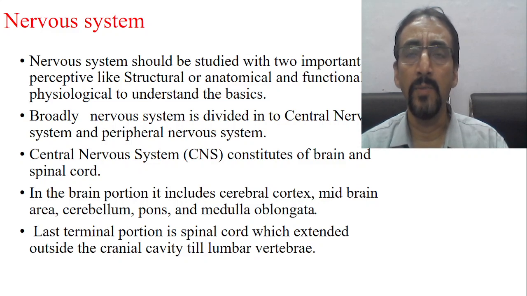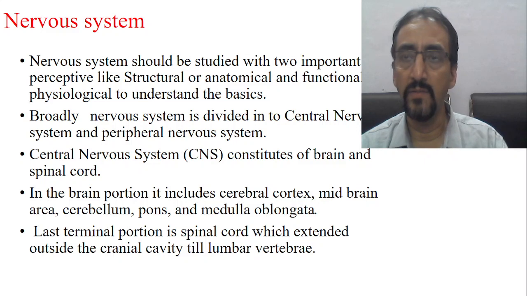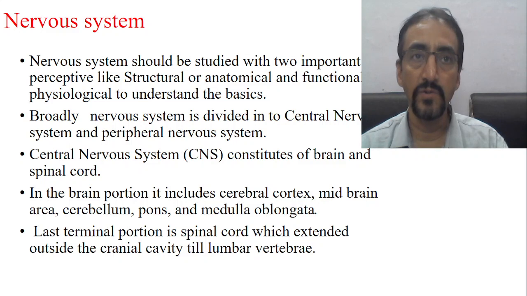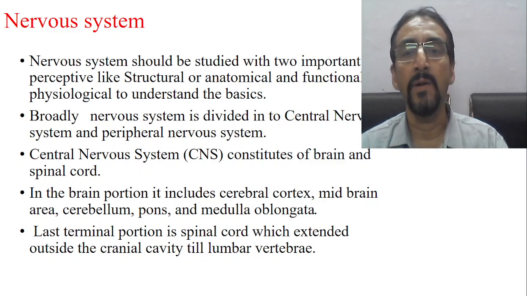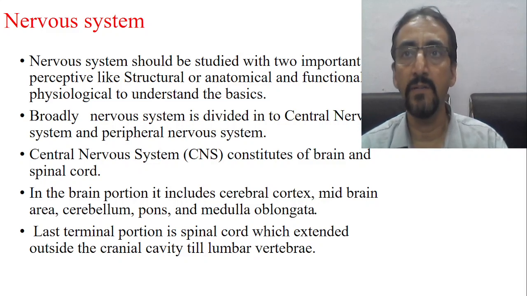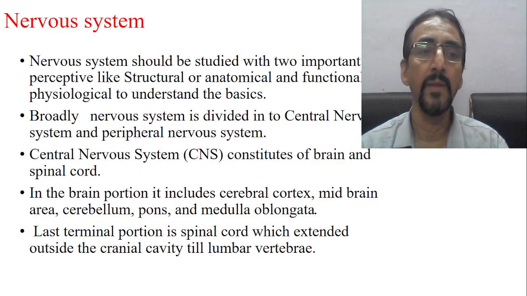Okay, now to make the study very convenient and easy, we have to divide the nervous system into two parts. One is a structural part and another one is a functional part. The structural part includes the different structures which constitute the nervous system, and the functional part includes the different functions of the nervous system, how it is carried out. Both are very interesting and very complex at the same time.